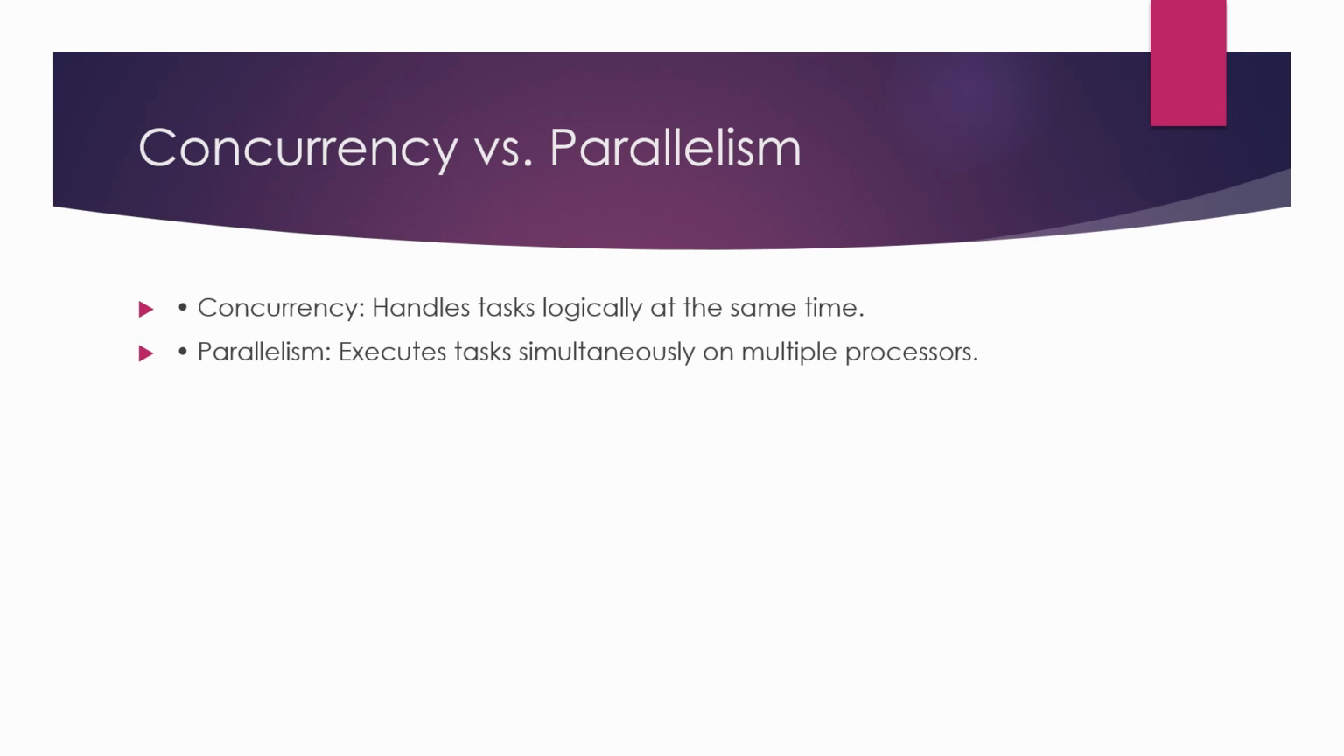While concurrency involves logically managing multiple tasks, parallelism focuses on performing tasks simultaneously. Concurrency handles tasks in a way that might appear to be happening at the same time, but not necessarily. Parallelism, on the other hand, executes tasks at the same time on separate processors.